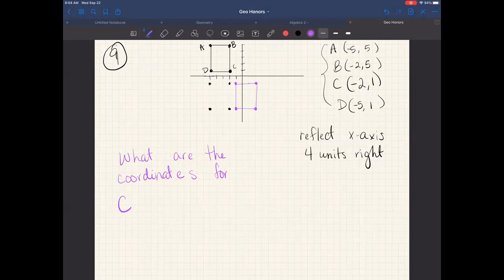I wanted to ask. The square goes 4 units left. From which point? It doesn't matter which point. Okay.